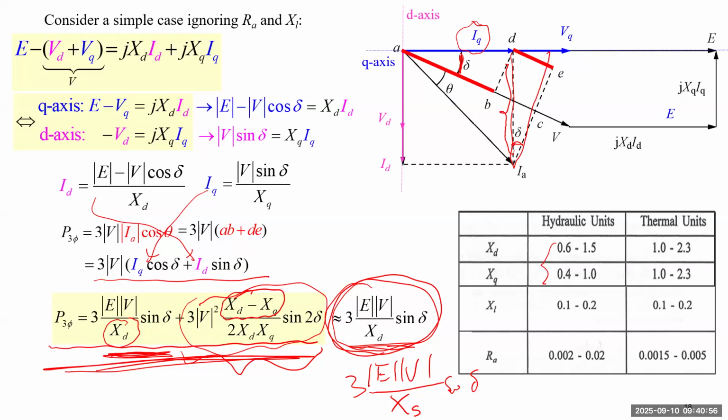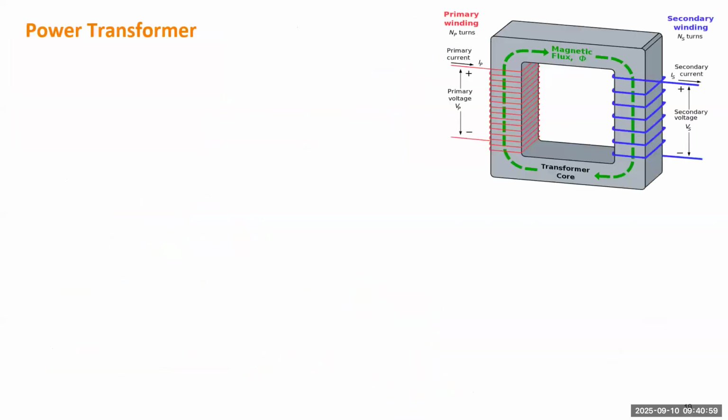All right, so we'll continue to talk about the transformer. So we finished the modeling of the generator. For transformers, transformers have 2 legs. On each leg, you have a winding. So you can call one side the primary winding, the other side the secondary winding, because usually you assume the primary winding will be connected to a source and the secondary winding will be connected to a load. Okay, but definitely you can call either way the primary.